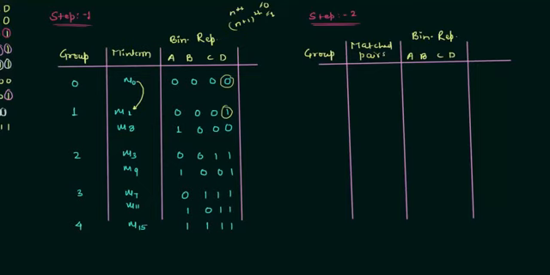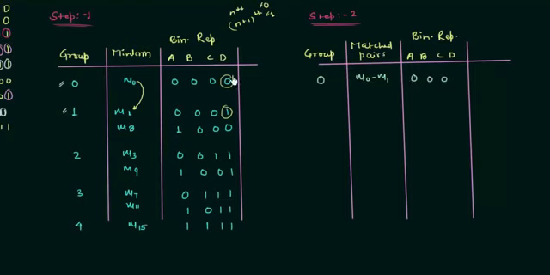So group number 0 will have all the matched pairs when we compare group number 0 with group number 1. In the same way, group number 1 will have all the matched pairs when we compare group number 1 with group number 2, and so on. You will get a clear view once we start filling this table. I have already compared M0, M1, and this is our matched pair. So M0, M1 is a matched pair, and A is 0, B is 0, C is 0.